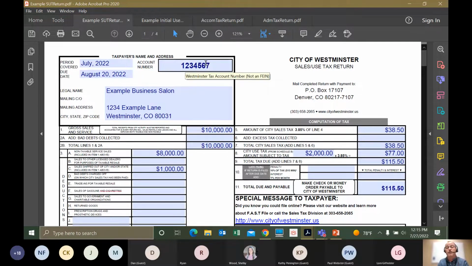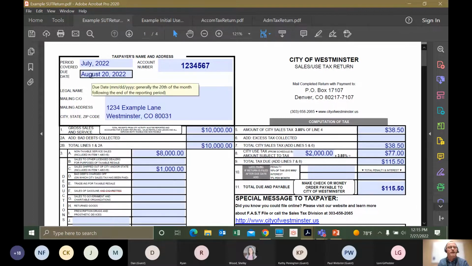If you don't have an account number yet, because it takes time to get one, it takes about 3 weeks, then you can put applied in this box, and then we'll know to create a miscellaneous account for you until you get your actual account number. We need to know the period for which you're filing. So in this case, let's say I'm filing, July's not over yet, but I'm filing all my July numbers and they're due by August 20th.